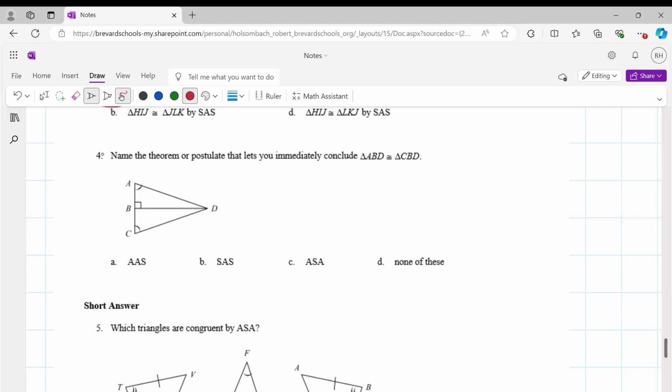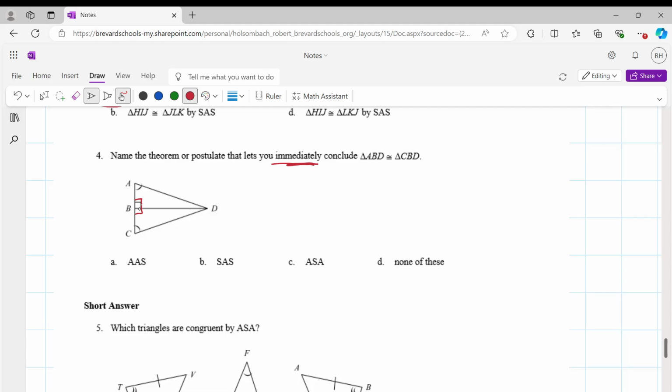Name the theorem. Problem number 4. Name the theorem or postulate that lets you immediately conclude that ABD is congruent to CBD. All right, we've talked about this a lot this year. If we've got a 90-degree angle at the intersection of these two segments, then the angle on the other side is also 90 degrees.